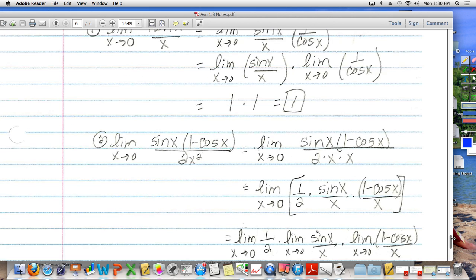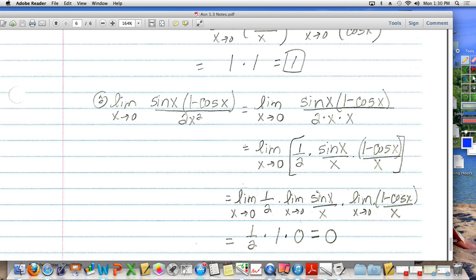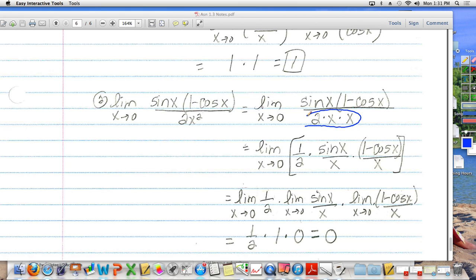Okay, good. Number 2, the limit as x approaches 0 of the sine of x times 1 minus the cosine of x over 2x squared. Remember, the goal is to try to make it look like one of those two first initial properties. So what I did here was I rewrote this, and the bottom I wrote as 2 times x times x. Do you see this on the bottom? 2 times x times x. The reason I did that was because I knew if I could put the sine of x over x, as I did right here, we know what that equals. What does that equal? 1. We just talked about that.